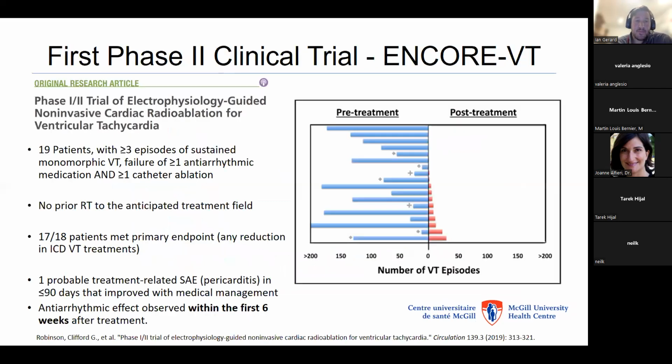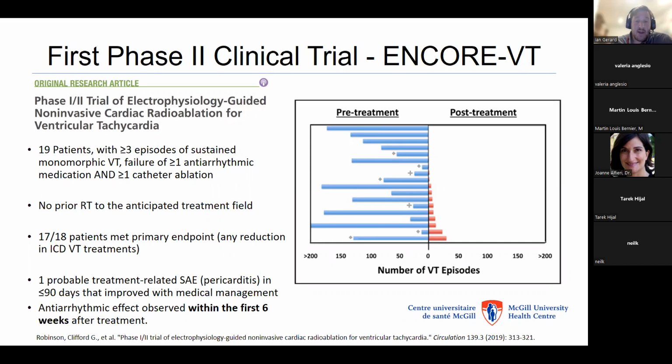Next slide, please. So the same group organized another trial called the phase 1, phase 2 trial called the Encore VT trial. So similar structure, except this time they had 19 patients, again with a very high burden of VT and very resistant to all their previous treatments. One of the patients passed away before treatment due to unrelated cause of neurosepsis, so they only had 18 patients, and their primary endpoint was any reduction in ventricular tachycardia. And 17 of 18 patients met this treatment after the single dose of 25 gray and 1 fraction.